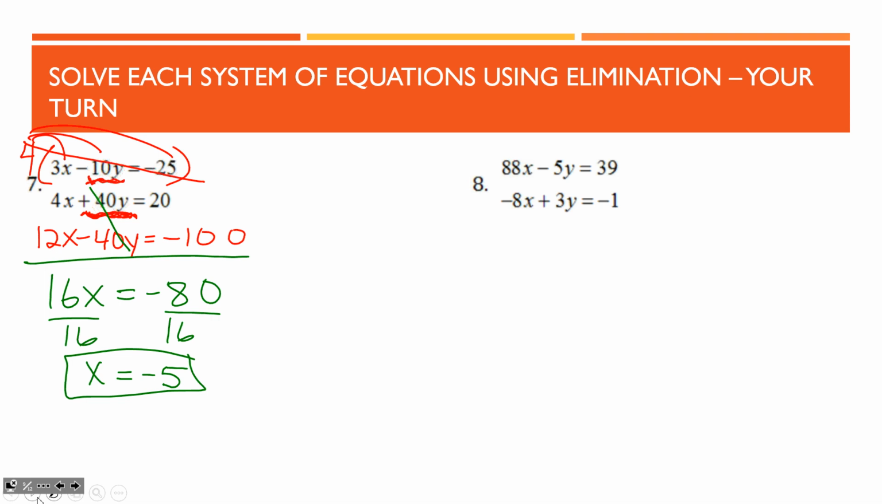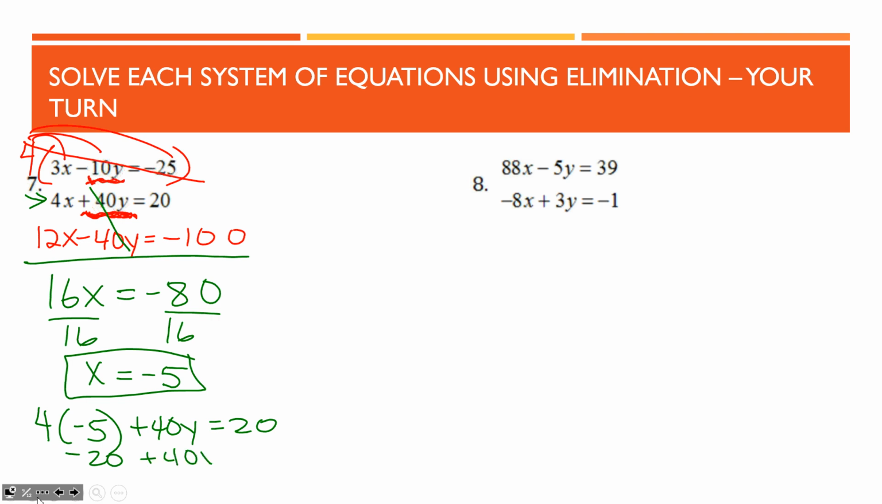Now I have x, I need y. I can plug into either one of the original equations. I'll just use the second one right here. So 4 times x, which is negative 5 now, plus 40y equals 20. So 4 times negative 5 is negative 20. And then when I solve for y, I need to add 20 to both sides. So I have 40y equals 40.